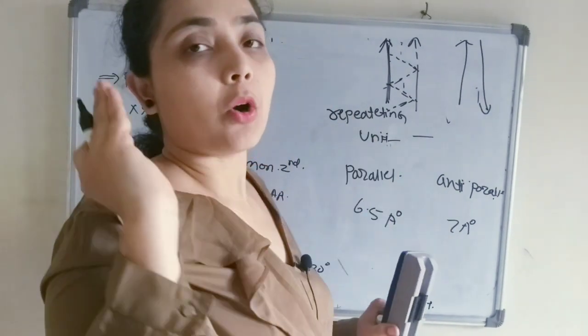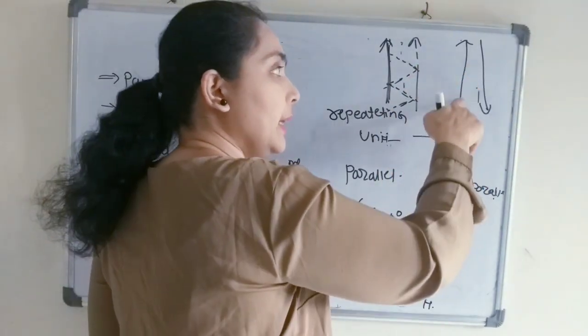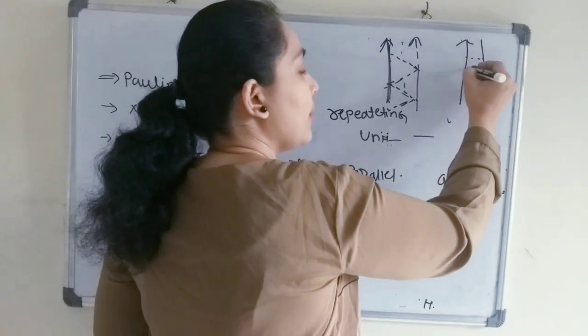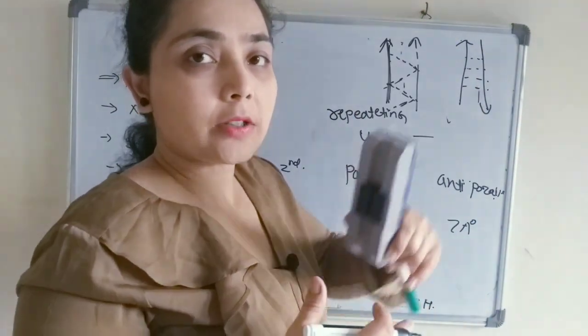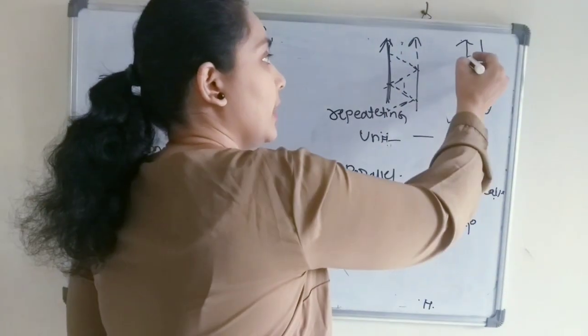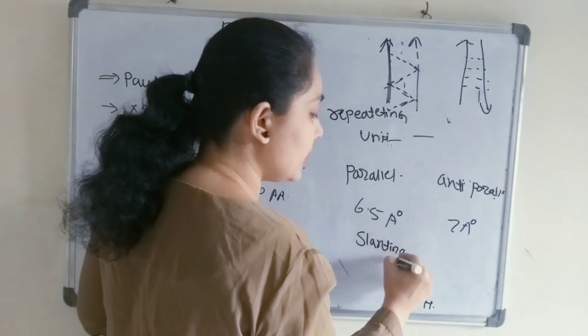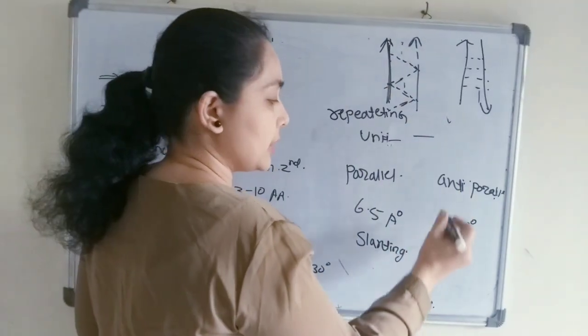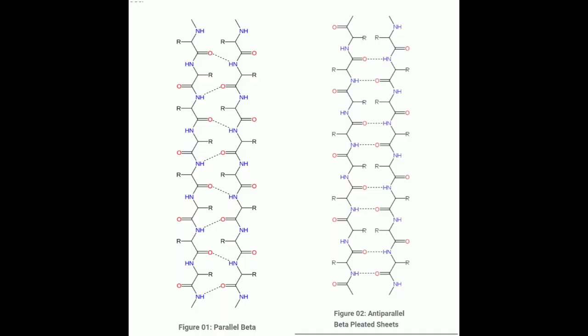So the hydrogen bonds in the parallel beta sheet are slanting and in alternate directions, whereas in the anti-parallel beta sheet they are perpendicular to the axis of the strand, or the axis of the polypeptide chain. So in image 1 you can see the hydrogen bonds are present in a slanting position, and in the second image the hydrogen bonds are present in a perpendicular position.